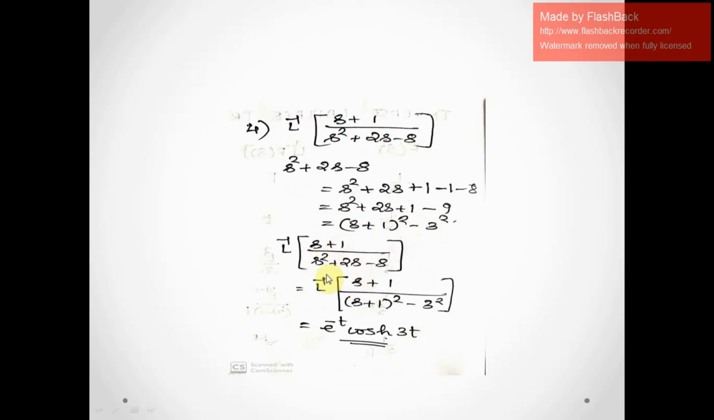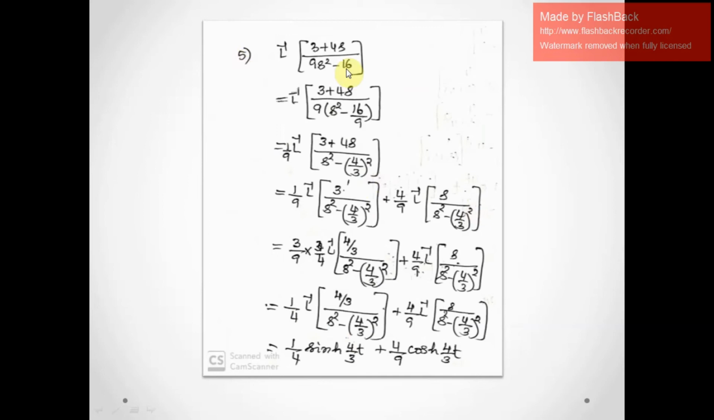So substitute in my question: s plus 1 by s plus 1 whole square minus 3 square in the denominator. Now if you look at the terms with s, this is s plus 1, this is s plus 1. So this looks like s by s square minus a square with a plus 1 shifting in s. So I can apply the formula directly: s by s square minus a square is cosh at, where a is 3 here. Because of this plus 1, we have a shifting of e power minus t. Plus 1 gives me minus 1t. So that solves this problem.